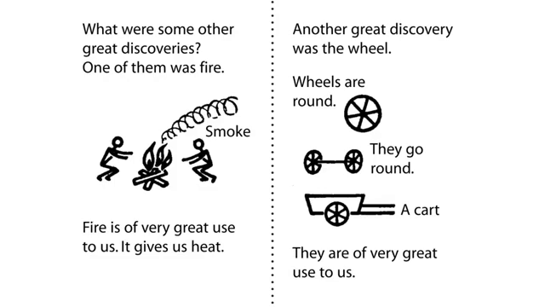What were some other great discoveries? One of them was fire. Fire is of very great use to us. It gives us heat. Another great discovery was the wheel. Wheels are round. They go round. A cart. They are of very great use to us.